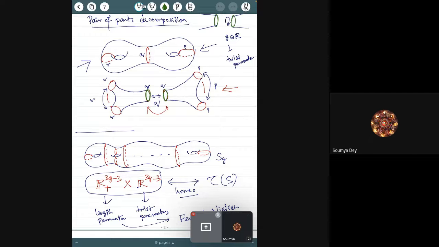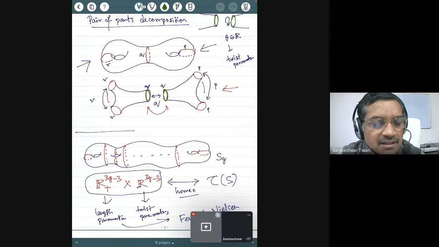So you need to give a different definition of Teichmuller space, if you may. There can be some Euclidean structures on your surface, but not hyperbolic structures.